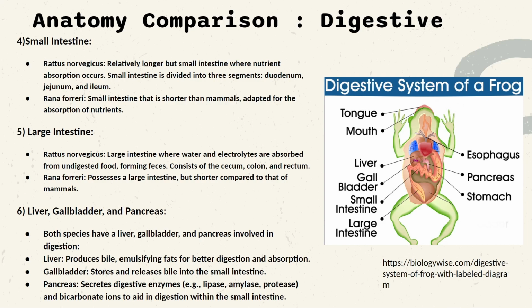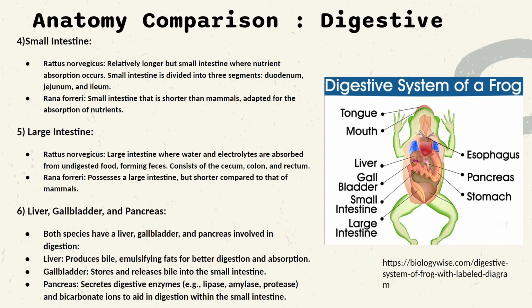The large intestine is where water and electrolytes are absorbed from undigested food, forming feces. It consists of the cecum, colon, and the rectum. So a frog possesses a large intestine, but it's just shorter than a rat's.